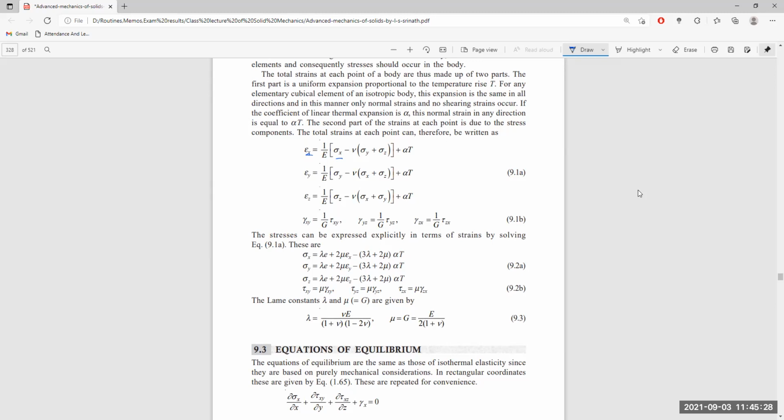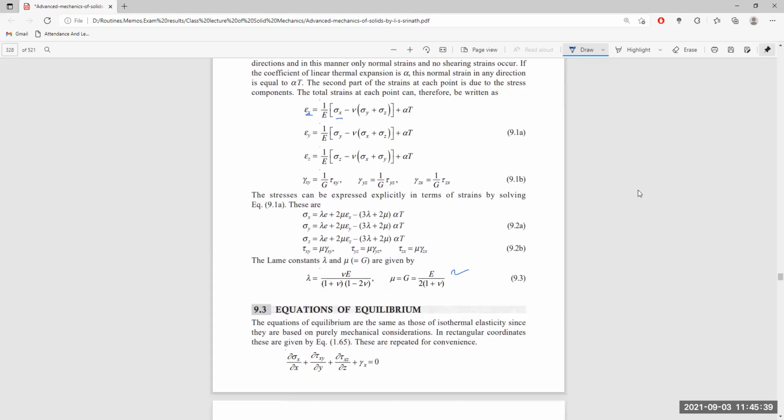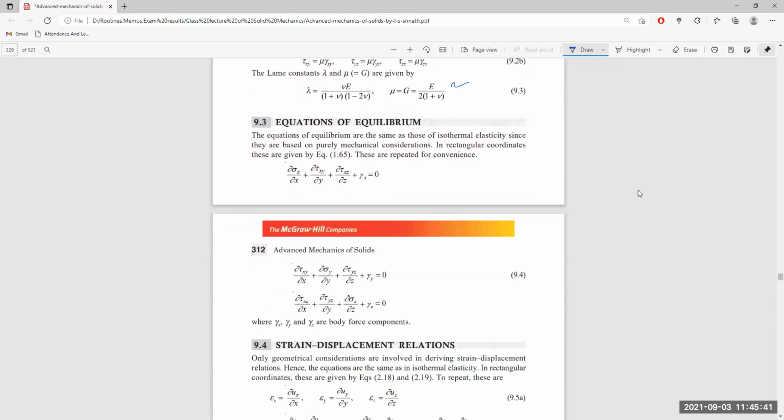And Lame's constants are given by this relation: lambda is equal to mu E divided by (1 plus mu) into (1 minus 2 gamma), and mu is equal to E divided by 2 into (1 plus gamma). These are all already established. Next, we go for the equation of equilibrium in Cartesian coordinates. There you see, due to the effect of the stresses in x direction, the shear stress in xy plane, and the body force z, there is no displacement itself. There is no resultant stress.